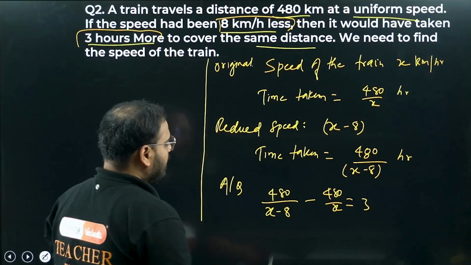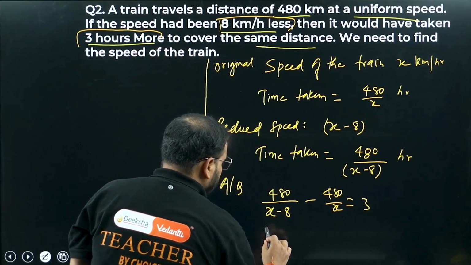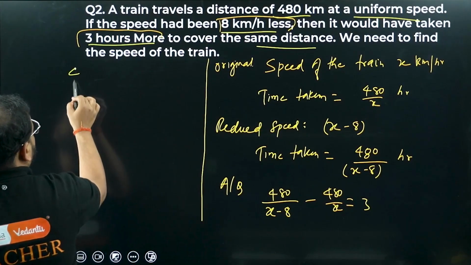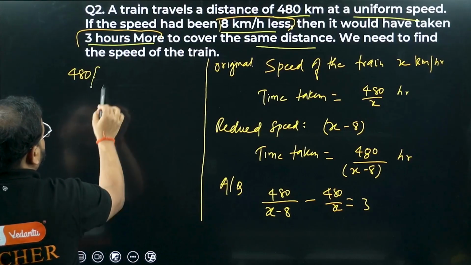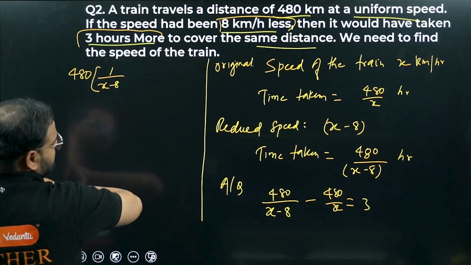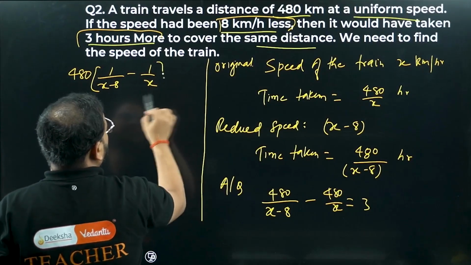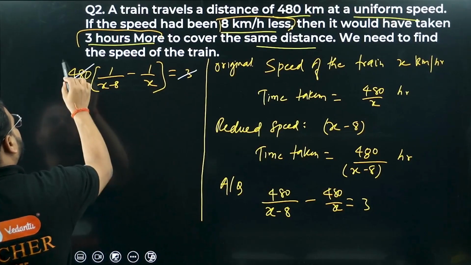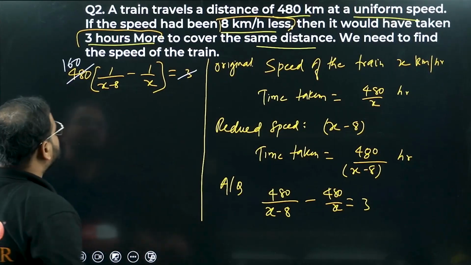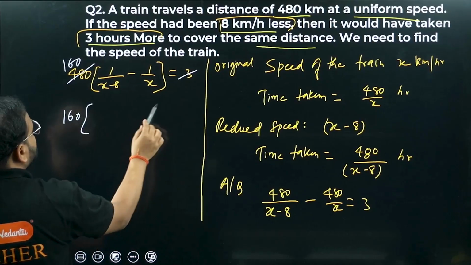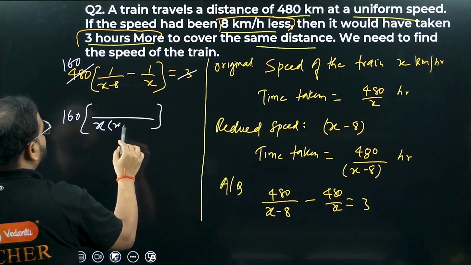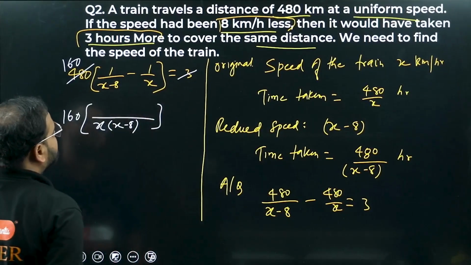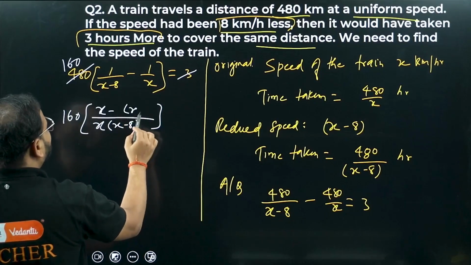So 3 hours. Okay, let's take 480 common. I don't have enough space to write here, so let me write it on this side. So I can take 480 common. 1 upon x minus 8 minus 1 upon x equals 3. Great. Cancel 3 with 480, 160 is there. So write 160. Take the LCM here. The LCM of two different numbers, x and x minus 8, is the product. Make equivalent fractions: x is missing here, and x minus 8 is missing here.